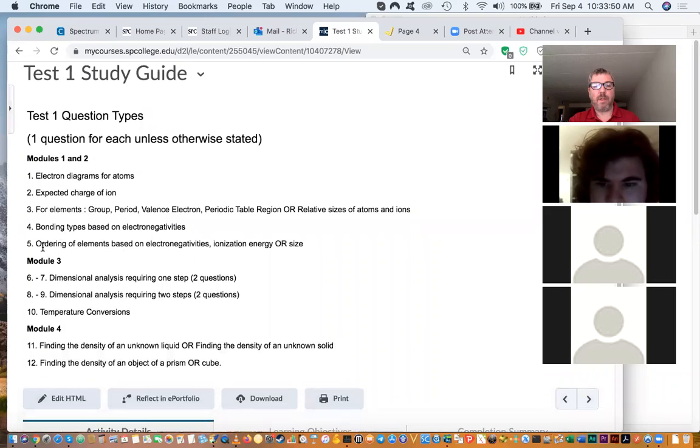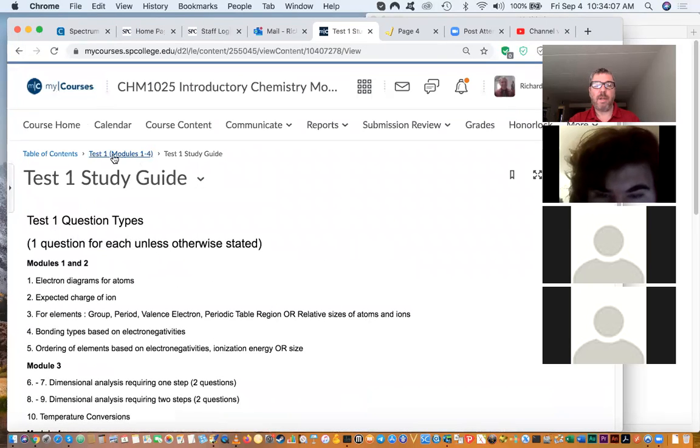And then number 5, ordering of elements based on electronegativities, ionization energy, or size. So any one of those 3 could be asked. But again, by doing the test multiple times, you'll get to see all different kinds of problems. So I would encourage you to look at that as well.